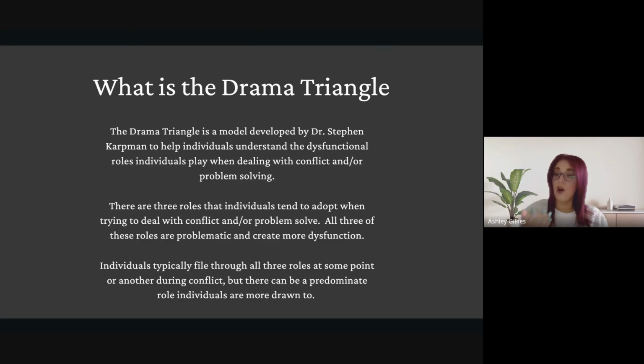So there's three roles. For the drama triangle, you can think of three points on a triangle. There are three roles that people tend to adopt or fall into during conflict and problem solving. Individuals will typically go through all three, right? It's a triangle. But predominantly, individuals typically stay in one role, or they're drawn to one role. And even when we're not within problem solving or conflict, people will still tend to be in one of these roles. People tend to take one role and house there and just stay there, even during non-conflict times. So you're going to see what that is.